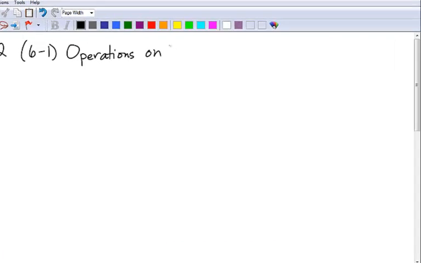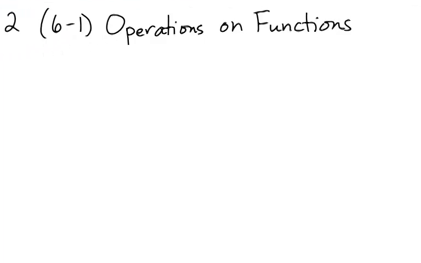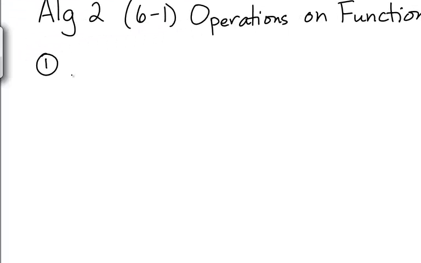Okay, so this will be for section 6.1 on operations on functions. And the key word in that title is function. Remember, graphically, if it's a function, it passes the vertical line test. No 2 points line up and down. Okay, the first thing the author does is go through the different operations, and I'm going to do it by an example.